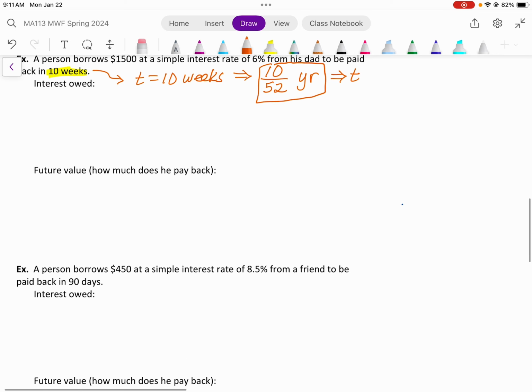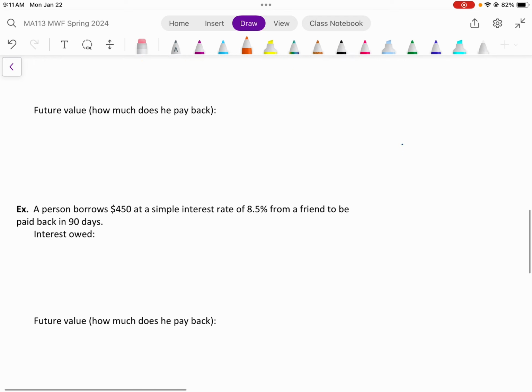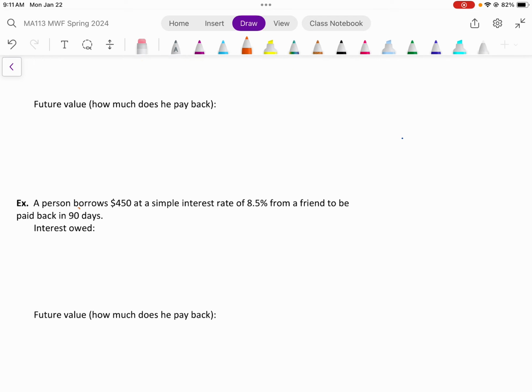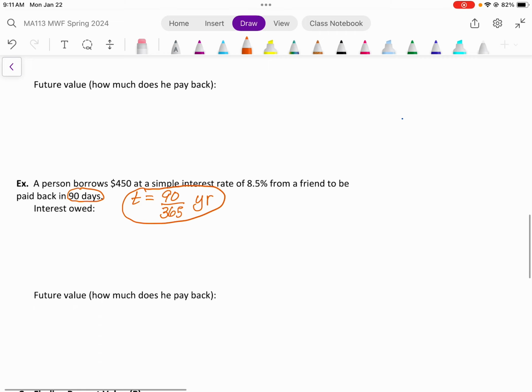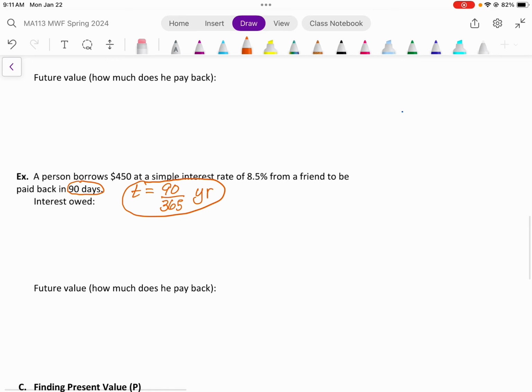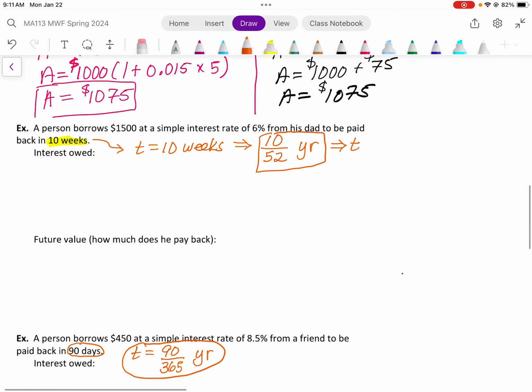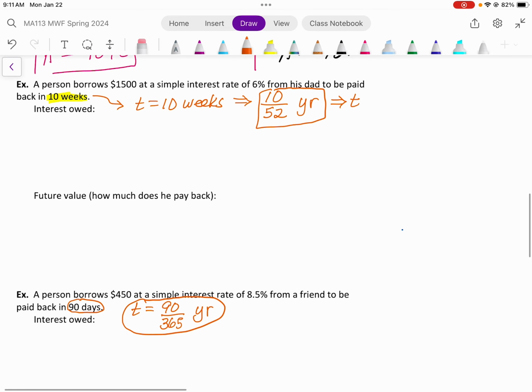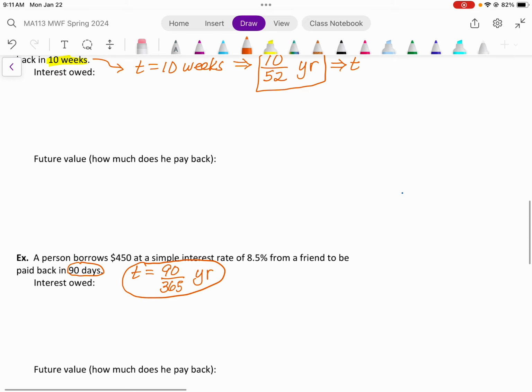All right, here's another one for you to try. This one, the time is 90 days. So we're going to take 90 divided by how many days are in a year? 365. And that's what you're going to use for your time. Time always has to be in terms of years. So I'm going to let you try those two, and then you can come back and check against the notes that are on OneNote. They'll be completed there.